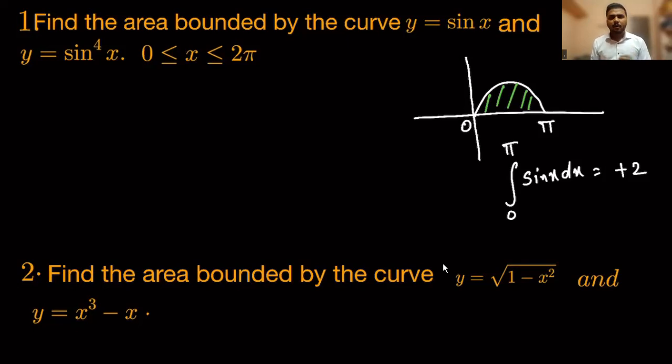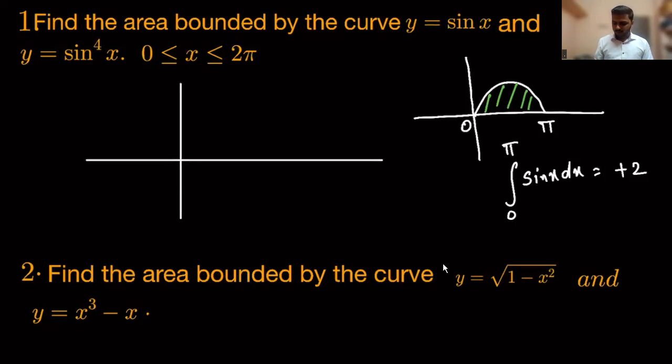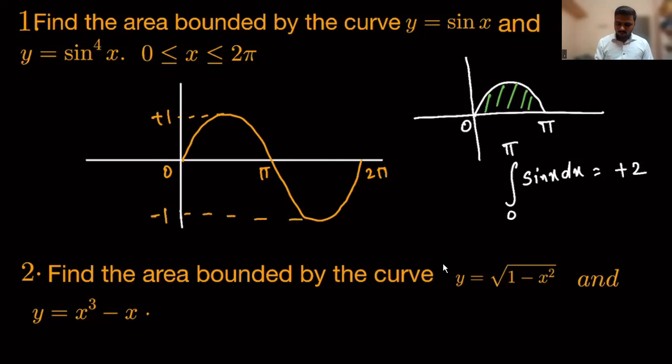Okay, with the help of this result, let's find the area between y is equal to sin x and y is equal to sin raised to power 4 x, where x belongs to 0 to 2 pi. First of all, I will draw the graph of y is equal to sin x. This is 0, pi, and this is 2 pi. You know the maximum value of sin x is plus 1 and the minimum value of sin x is minus 1. All of you know.